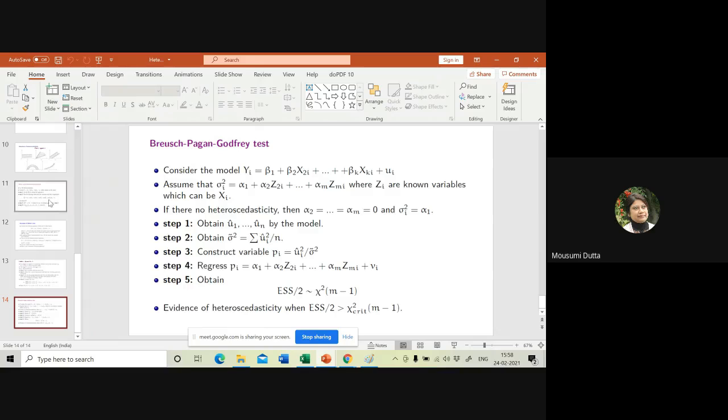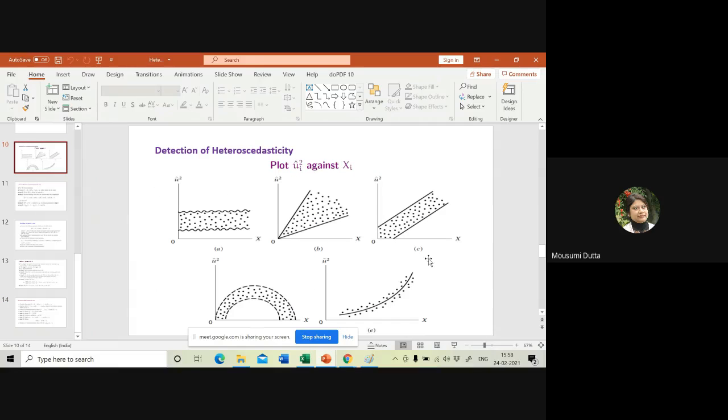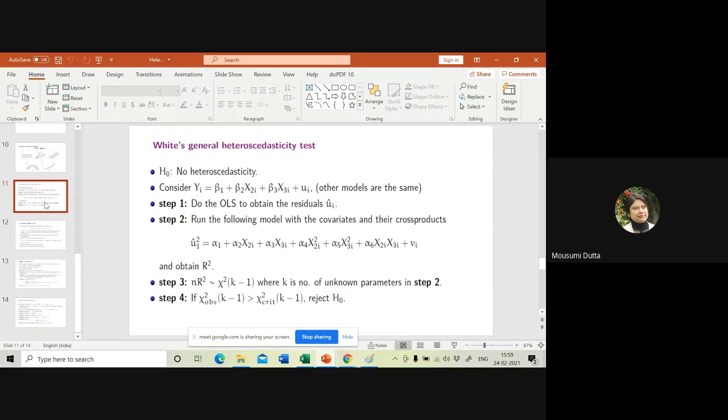Okay, so in the class, first we started with this kind of graphical presentation where we are plotting RSS against Xi. After that, we went for formal tests. We started with White's test.